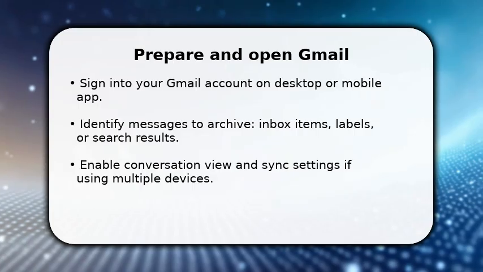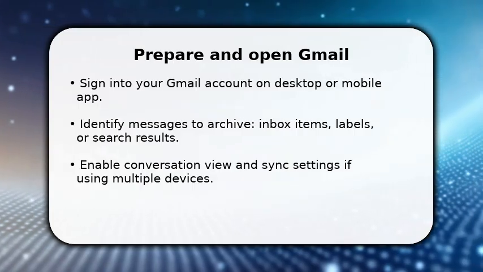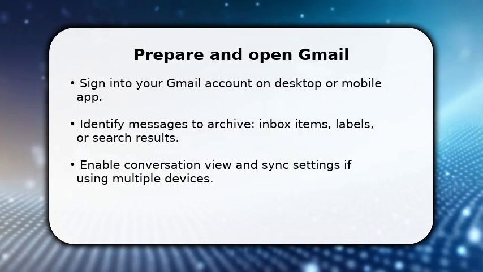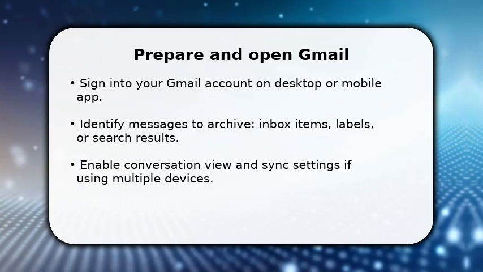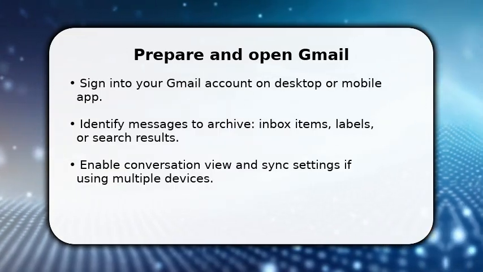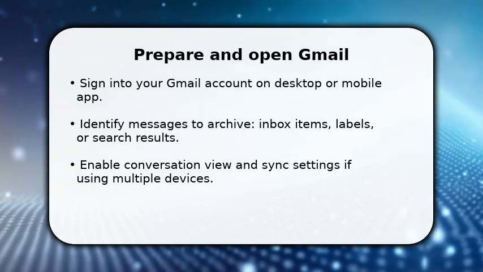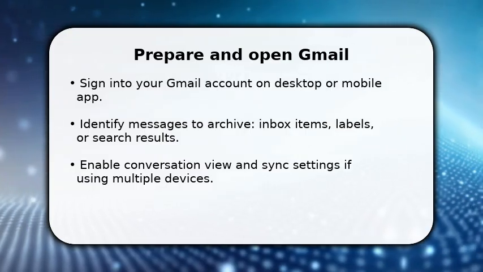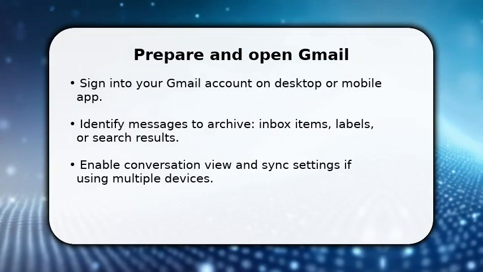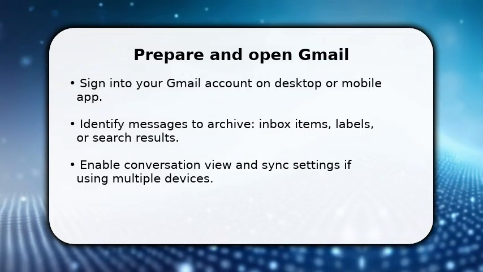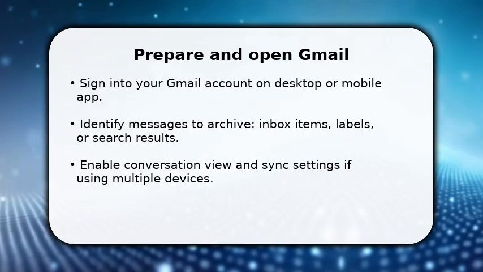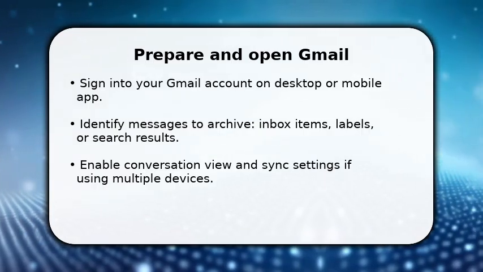You're signed in, so start by opening Gmail on your desktop or app and scanning the inbox for messages to archive. You want messages removed from the inbox but kept for search. That's why archiving is ideal. Once you've identified a handful or a whole label, select them using the checkbox or tap and hold on mobile. Make sure syncing is on so changes reflect across devices.